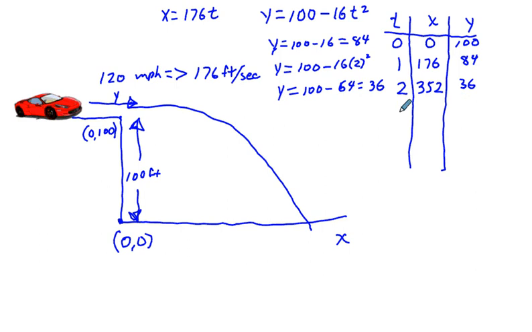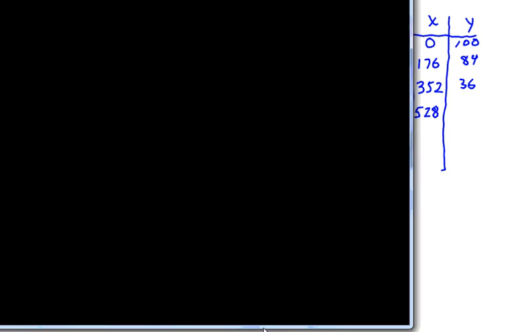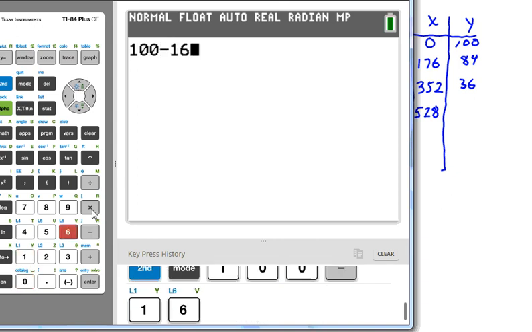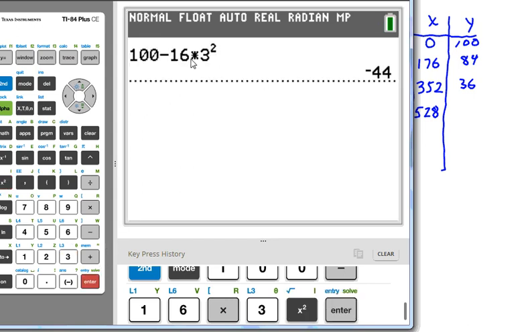And next, at 3 seconds, how far out are we going to be? Well, if we add another 176 to that, we'll have 528 feet. And as far as the vertical, y equals 100 minus 16 times 3 squared, which I'm just going to go to a calculator for. 100 minus 16 times 3 squared. We're going to get negative 44.